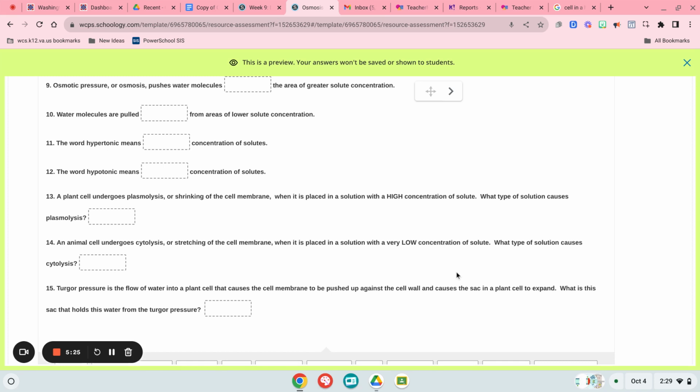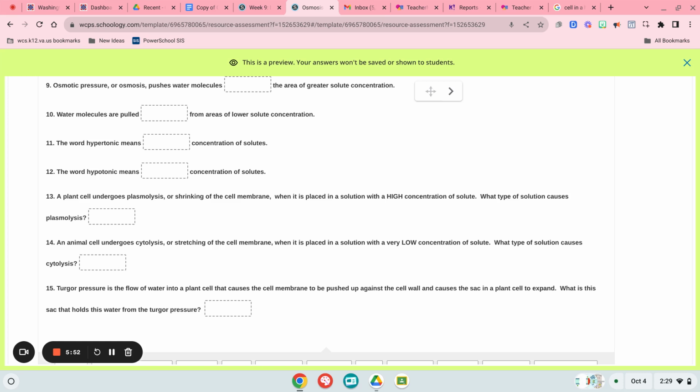So 13, a plant cell undergoes plasmolysis, or the shrinking of the cell membrane, when it's placed in a solution with a high concentration of solute. What type of solution causes plasmolysis? There's a couple of things that you can look at here to figure this out. First, it tells you that there's a shrinking. So you can think about that.